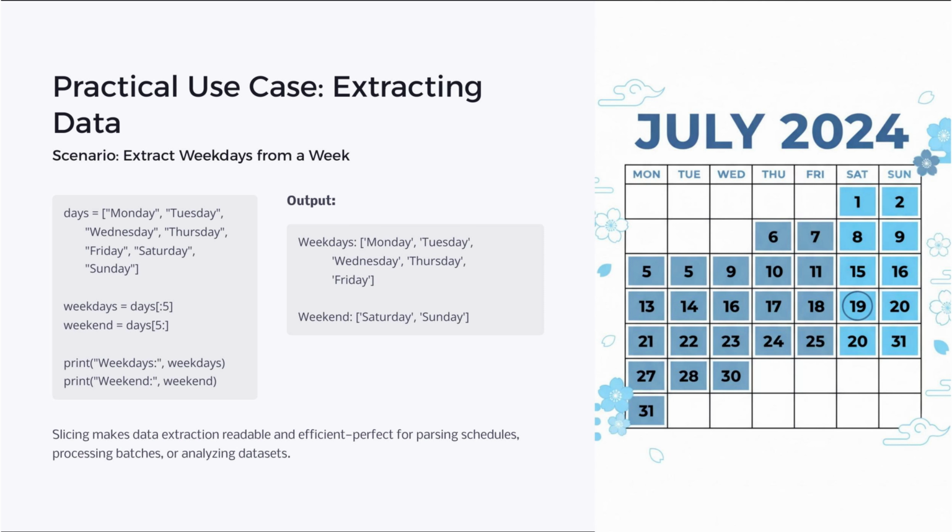Slicing lists allows for efficient data extraction, as demonstrated by separating weekdays from a week. Using days[:5] captures weekdays, while days[5:] isolates the weekend. This technique enhances readability and efficiency, ideal for parsing schedules or analyzing datasets.